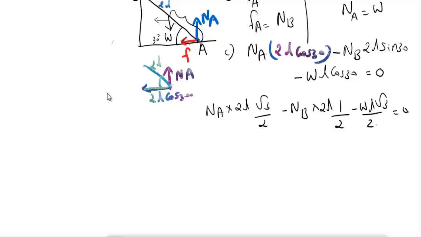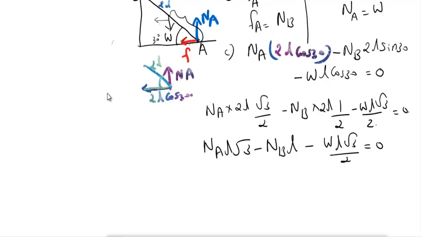Here Na 2L root 3 by 2, NB 2L by 2. So if I solve this, Na into L root 3 minus NB into L minus WL into root 3 by 2 is equal to 0. We can substitute the value of Na as W. So W into L root 3 minus NB into L minus W into L root 3 by 2 equals 0.